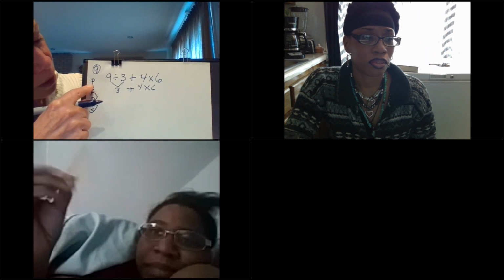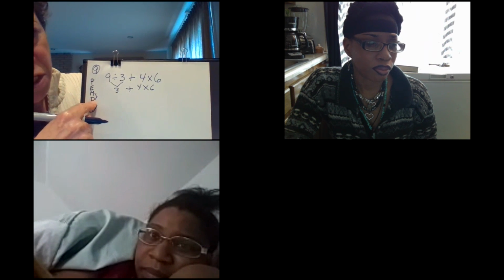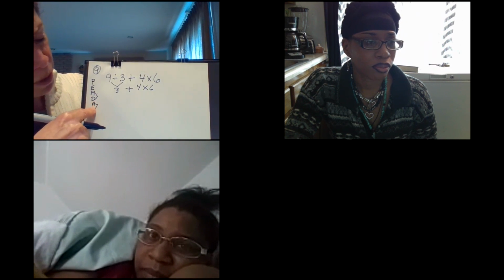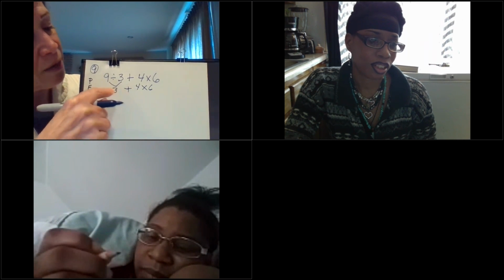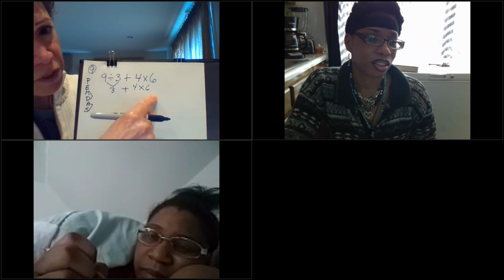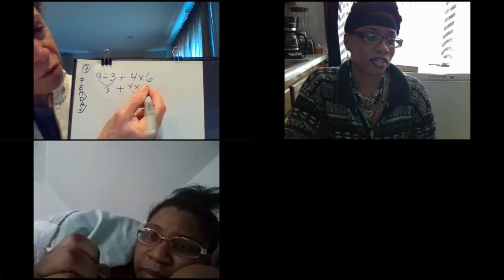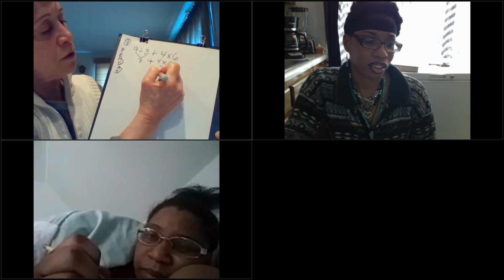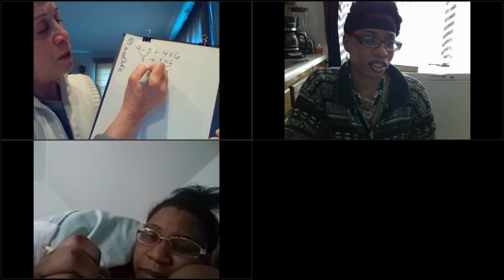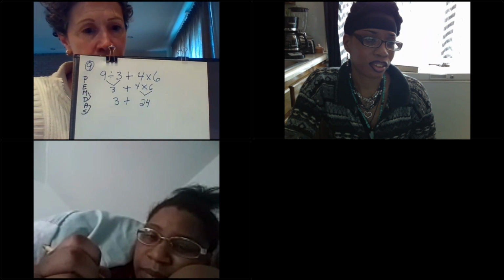But take a look. Multiplication and division come before addition and subtraction. So I have to see, do I have any multiplication or division? I do. And I have to do that before the addition. That's 24. And now I have 3 plus 24.